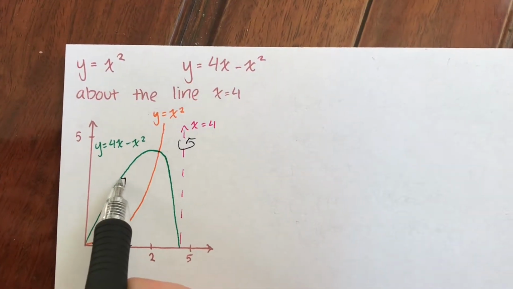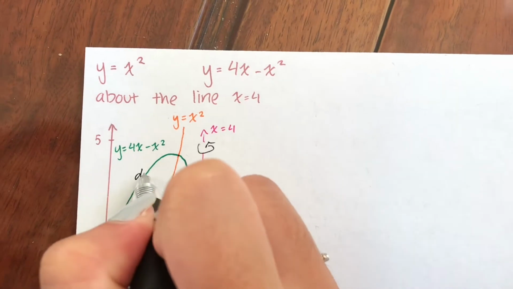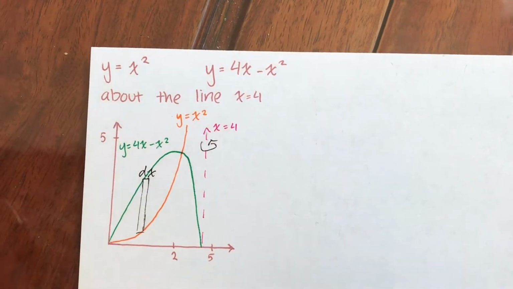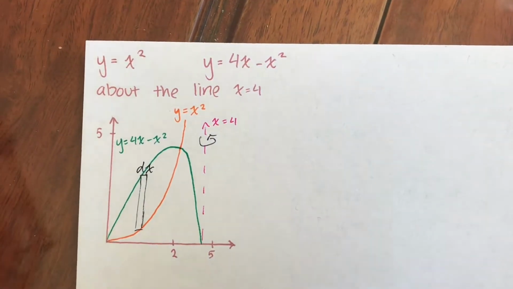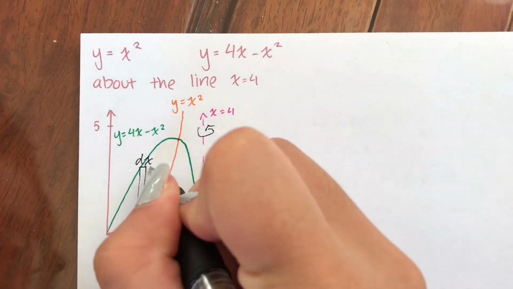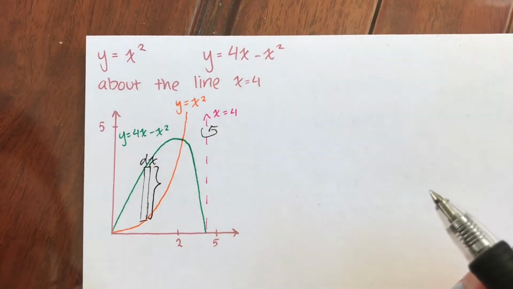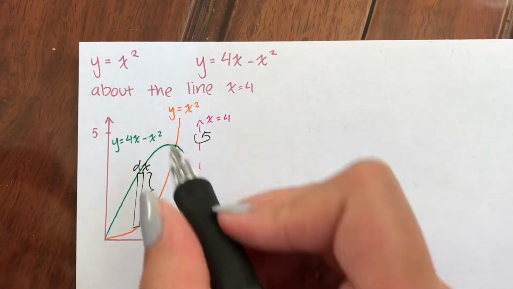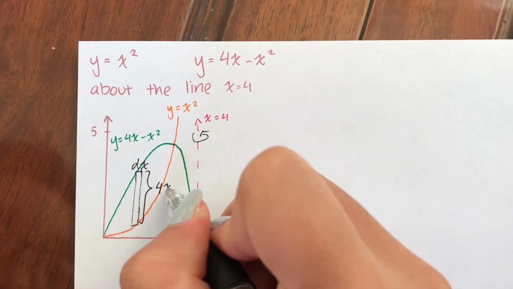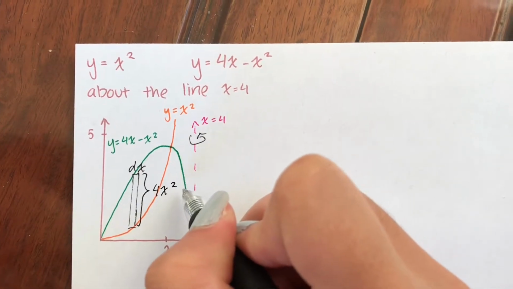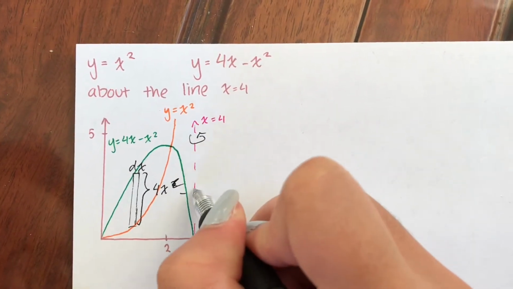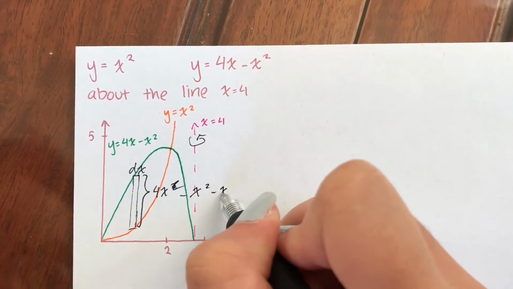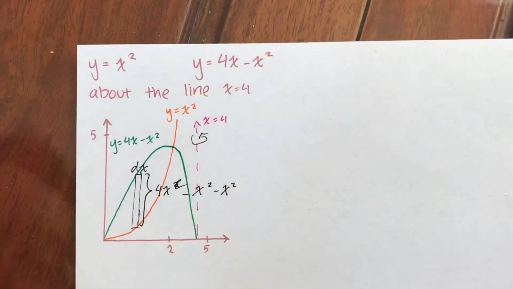So the thickness is going to be dx because we're integrating with respect to x. And then this height right here is going to be the top function minus the bottom function. So that would be 4x squared. Wait, no, 4x minus x squared minus x squared. I will simplify that later.